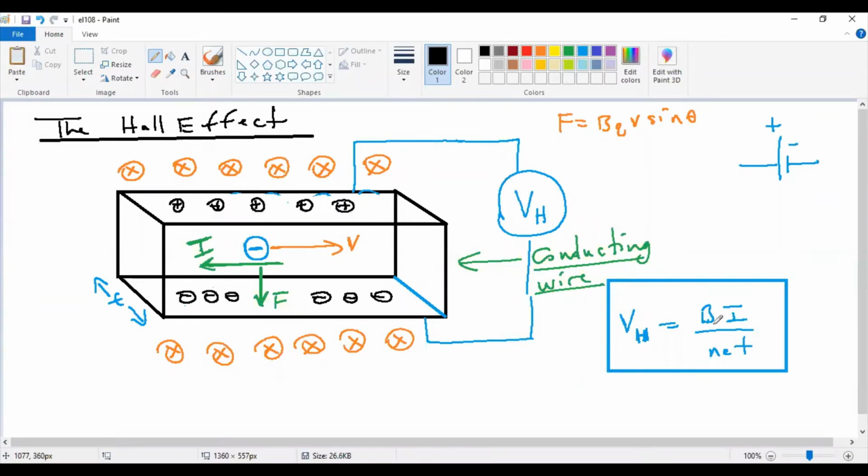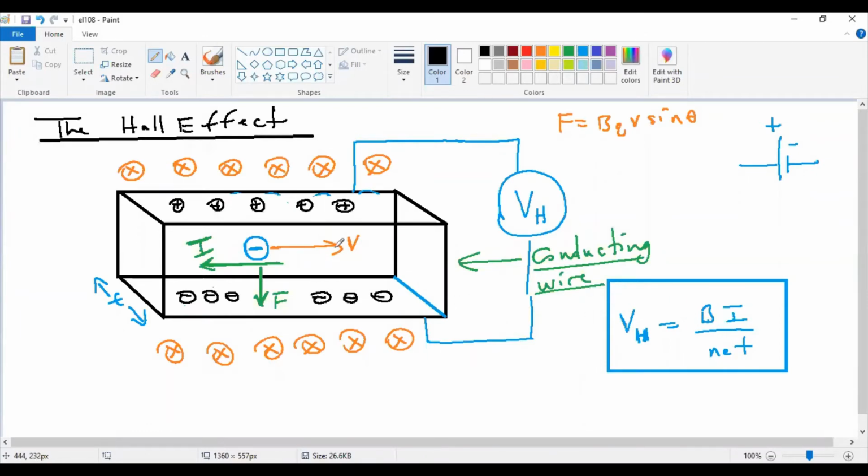I think I defined all of these variables on the other side. VH is Hall voltage, B is magnetic flux density, I is the current flowing in the wire, N is the number of charge carriers in the wire, E is the charge on one electron, and T is the thickness of the conductor. So the Hall voltage depends on the magnetic flux density, the current flowing, the number of electrons, as well as the thickness of the conductor. So that is what the Hall voltage is.